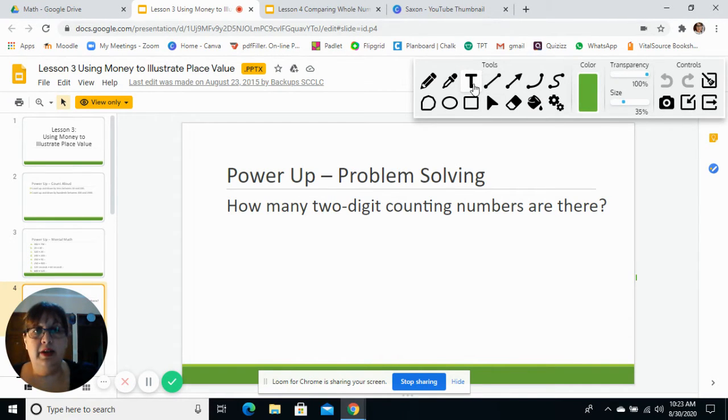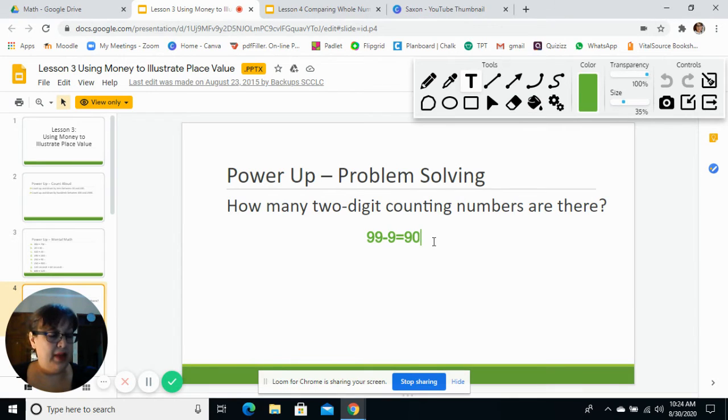So to solve our problem, we're going to put 99 minus 9, because there are 9 1-digit counting numbers. And then we would find out how much that equals, and we would have what? We would have 90. Okay, there are 90 2-digit counting numbers. Now, the last step when we problem solve is always to check our work.